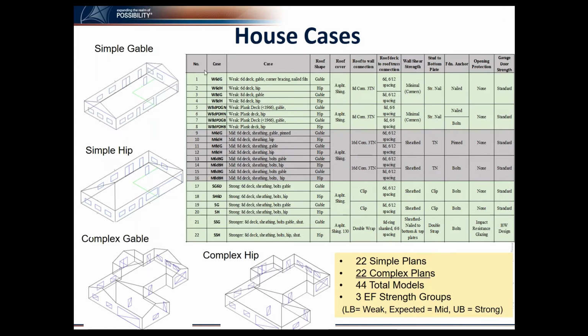So basically we divided into low, that means weak, mid, and strong categories to match with the DOD wind speed table, where they say lower bound, expected, and upper bound. So in these house cases, these are the expected house cases.